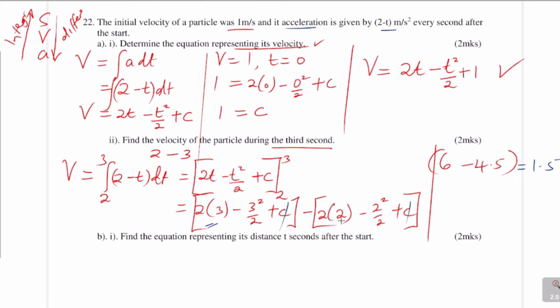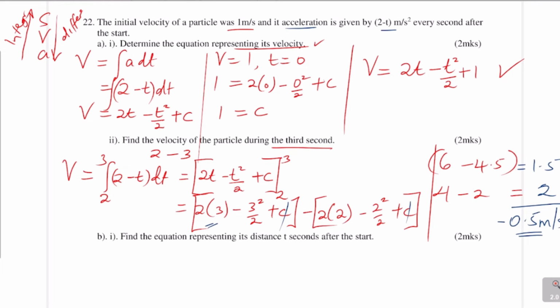Now let us work out this one. 2 times 2 is 4, subtract 2, so for this one you'll get 2. So now you subtract the 2. 1.5 subtract 2 will give negative 0.5. And this is the velocity, so it is meters per second.